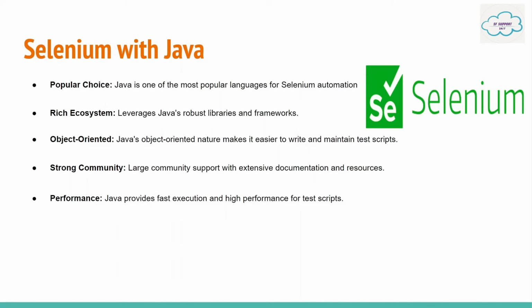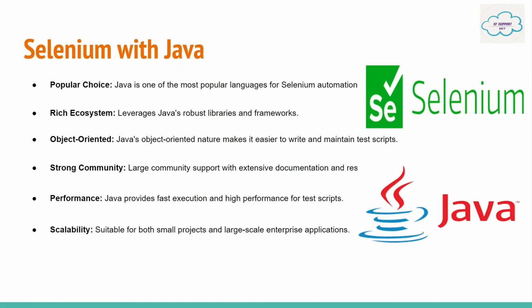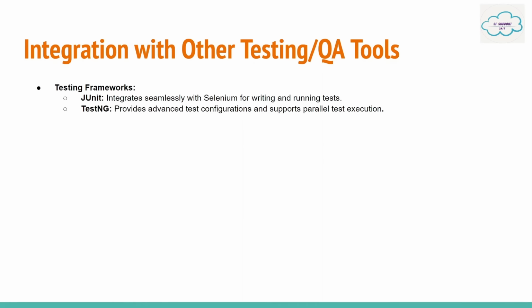Java provides fast execution and high performance for test scripts. There is good scalability also. There is very good IDE support. So if you are planning to write a Selenium script, IDEs such as Eclipse and IntelliJ can support quicker and faster development. Integrations. Testing frameworks such as JUnit and TestNG seamlessly integrate with Selenium tools, especially the WebDriver, Grid, and the IDEs.